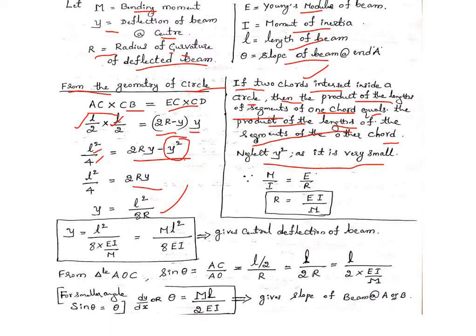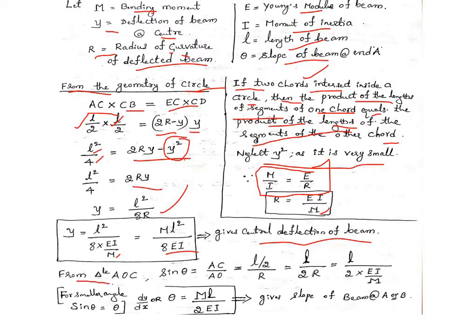R is expressed in the bending equation M by I equals E by R. R is equal to EI divided by M. You substitute EI divided by M, and you get ML square divided by 8EI, which gives the central deflection of the beam.